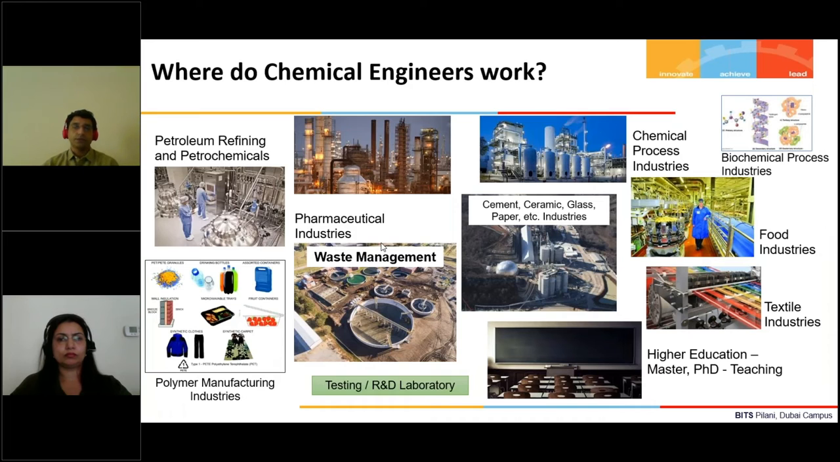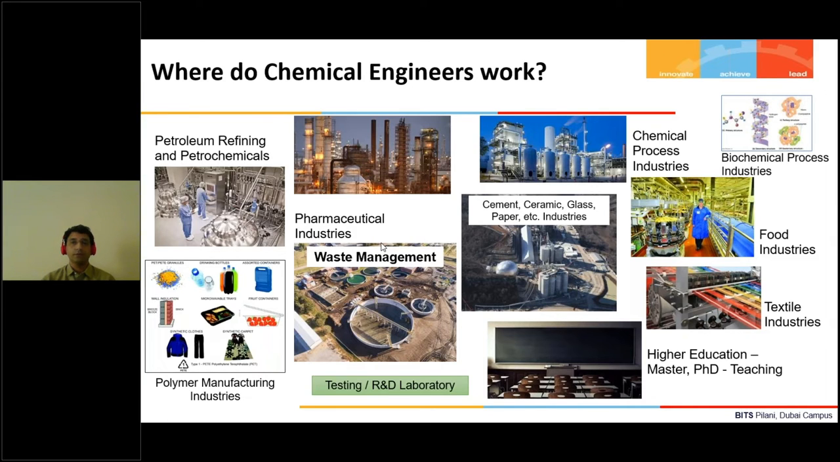So where do chemical engineers work? As you can imagine, chemical engineers work in chemical process industries or in petroleum refining industries, where mainly in chemical industries, the raw materials are converted into chemicals, which are generally used by other industries as a raw material. And they are finally converted into consumer products, in industries such as the cement industry, ceramic, glass or paper industry, plastic industries, biochemical process industries, food industries, or textile industries.